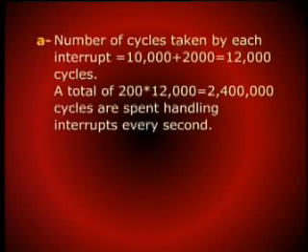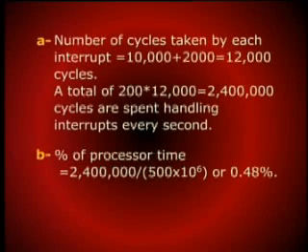Looking at part A, the device makes 200 interrupt requests per second, each of which takes 10,000 plus 2 into 1,000 for context switching to the ISR and back from it. That makes a total of 12,000 cycles. Therefore, a total of 200 multiplied by 12,000, which is 2.4 million cycles per second, are spent in handling I/O using interrupts. In part B, we convert this data into percentage of the processor time used in interrupt handling. Therefore, we just divide 2.4 million by 500 million, which turns out to be only 0.48%.